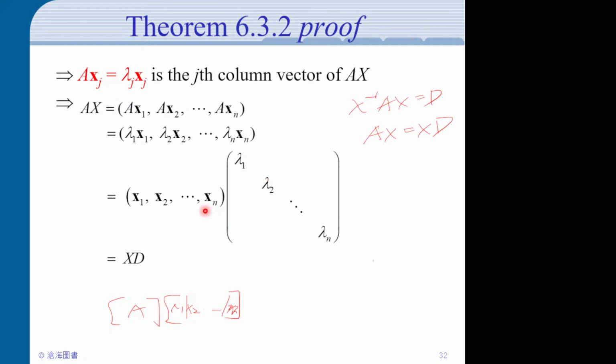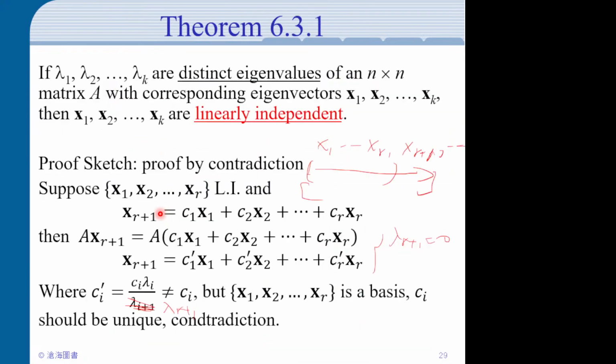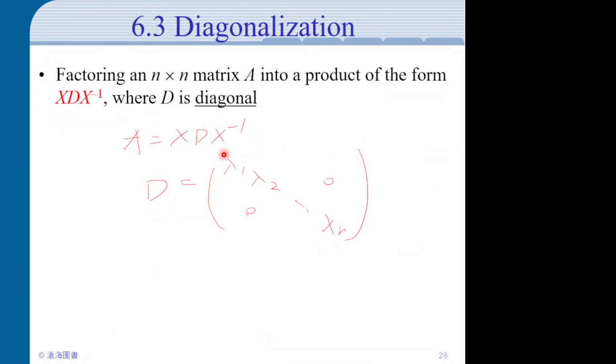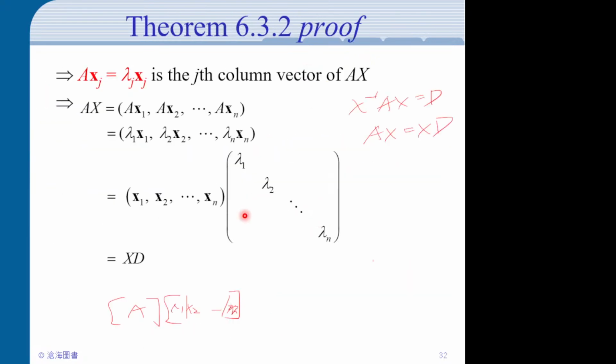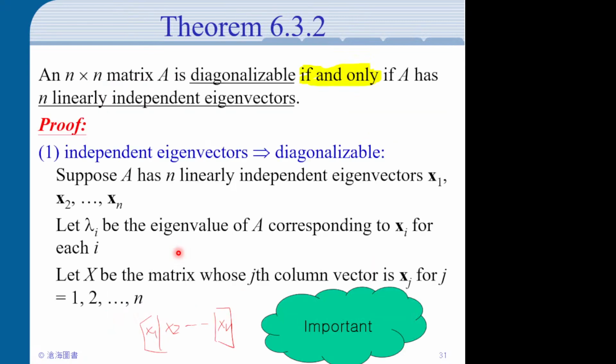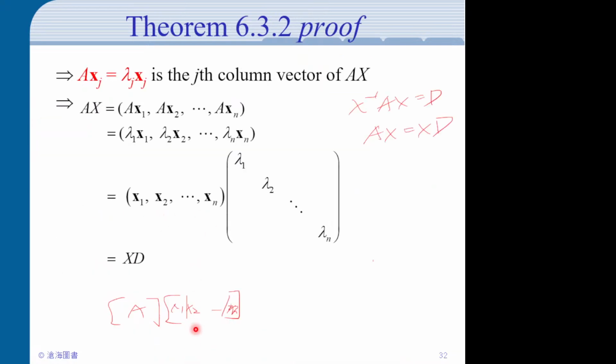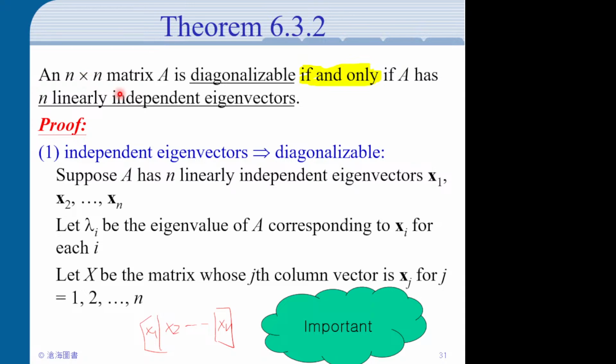But now what's this matrix? This matrix is X, and this matrix is the D matrix that we defined. The diagonal matrix is all the lambdas. So now you have AX equal to XD. Very nice. So we know that if your X matrix just lists all the eigenvectors as columns together, then AX equal to XD. But we are still missing something.